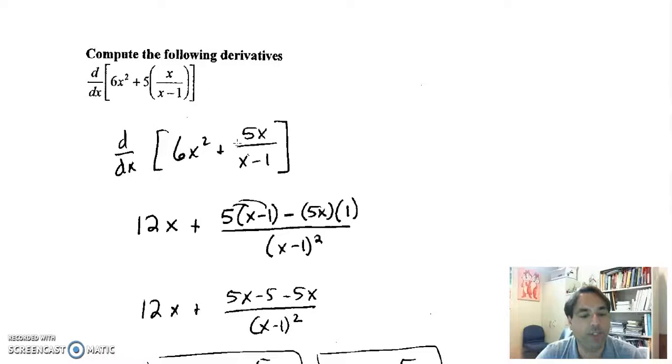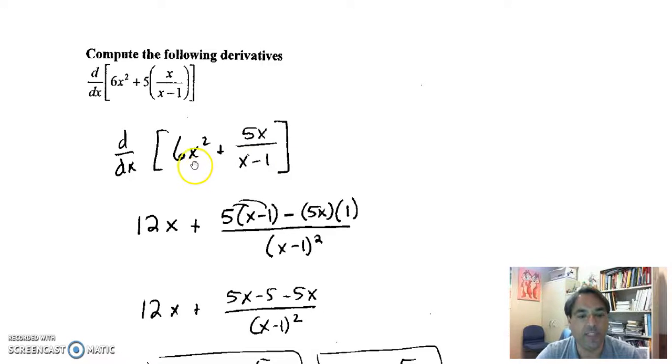So the last example we're going to do is, what if I had to find the derivative of 6x squared plus 5 times x over x minus 1? Well, to simplify a bit, 5 times x would be 5x in the numerator. Now I just have to deal with 5x over x minus 1. Then, because of the plus, I would take the derivative of 6x squared, which is 12x. But to take the derivative of 5x over x minus 1, I need quotient rule. So I taught you product rule, I'm teaching you quotient rule, and you use them when you need it.